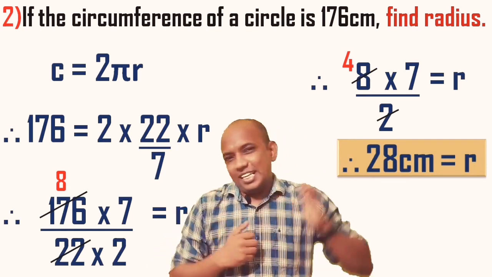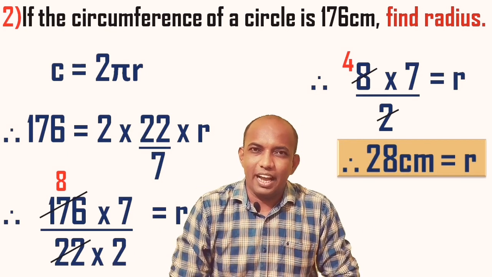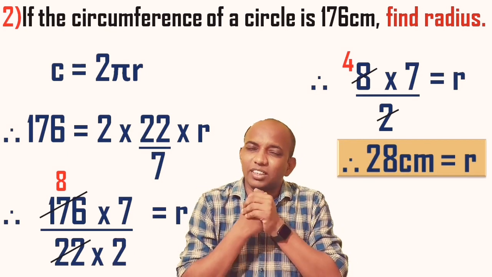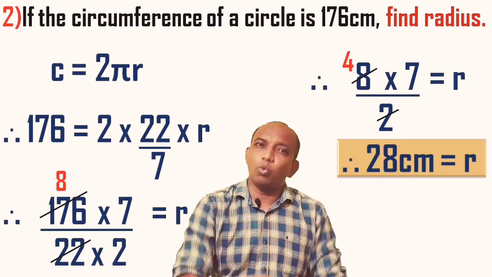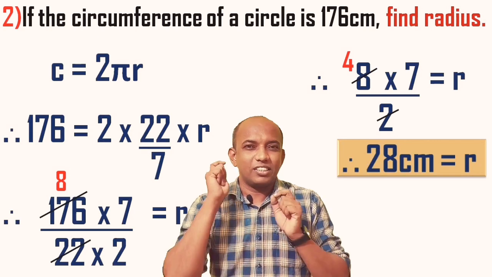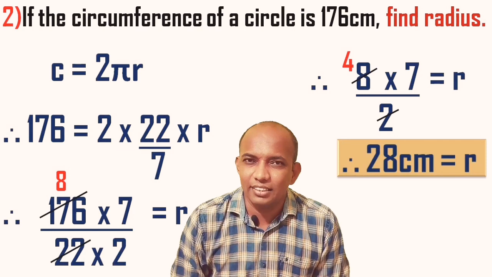What is the answer now? Yes, we have the answer. R equals 28, and that's what we were searching for. Don't forget to give the unit also for the final answer, because in the question circumference is given in centimeter, right? So we have 28 centimeter as our answer.